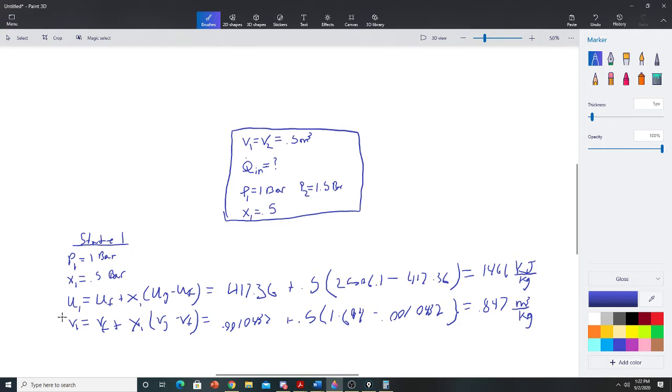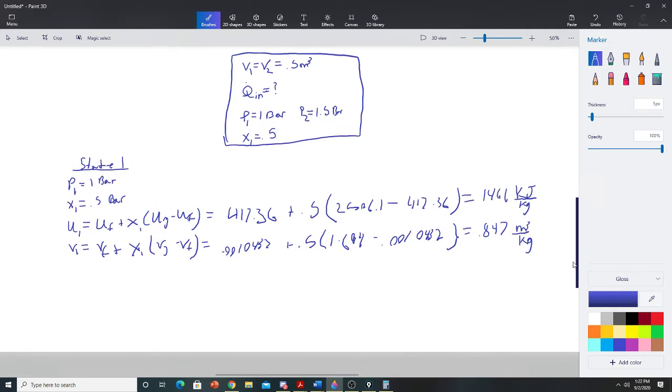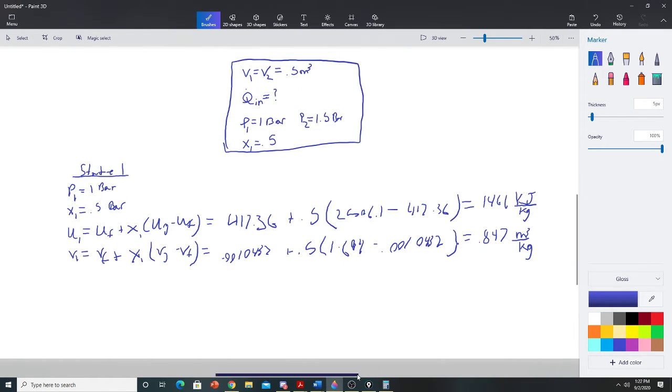That makes sense. So now that we have the first state, although I'm going to have to scroll it down a bit. Is everybody satisfied with state one? We have everything we need to know. We have quality, pressure, temperature, internal energy, specific volume. Now, I'm actually going to use the text tool. That's getting to be ridiculous. So let's do that. Text.